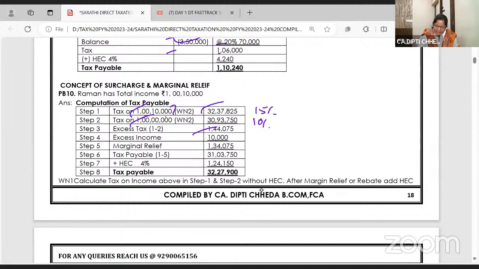How much is the excess income above 1 crore? 10,000. Now, this is called... I don't know what to call it in English. So something is going very wrong. Just because I want 10,000 extra, I'm paying 144 tax. Now, how that tax is calculated, you can check in the working note.